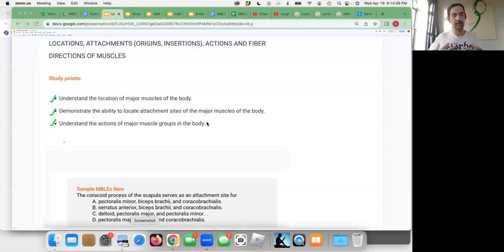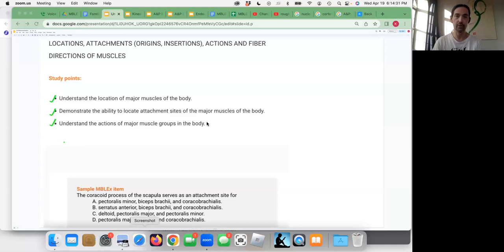You don't need to know. You need to know that there are intercostal muscles. You need to know that there's a subclavian muscle, but you don't need to know the muscles of the face, the small muscles behind the ear, the muscles of the eye. There are so many muscles in the body.